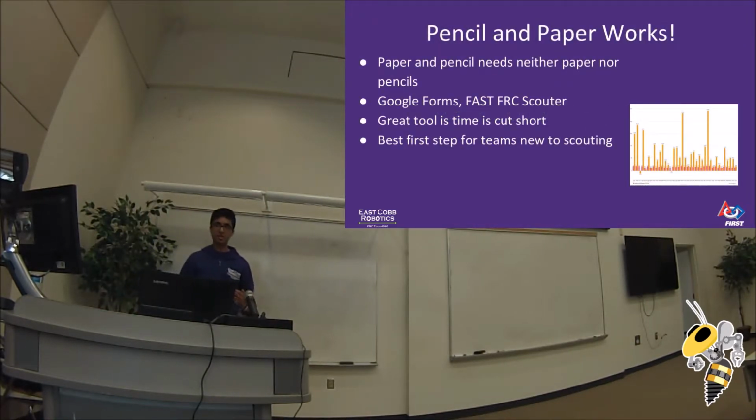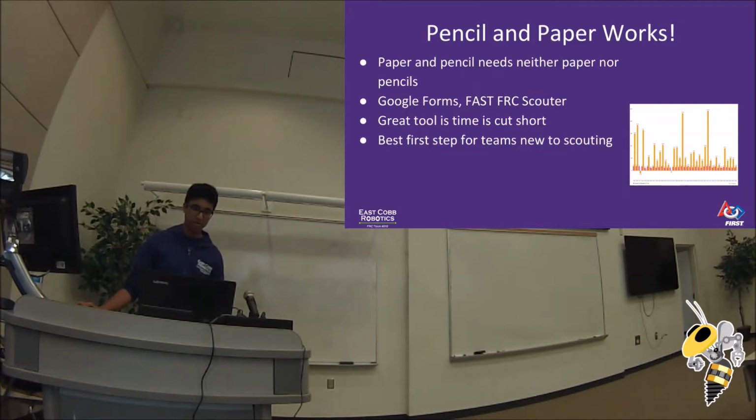To be honest, pencil and paper does not sound high-tech, but it works. Pencil and paper these days needs neither pencil nor paper. Instead, there are digitized platforms such as Google Forms and Fast FRC Scouter, which is a great app, which I'll be going over later. Pencil and paper is a great tool if time is being cut short or if you don't have a specific team designed for scouting. I always say to FIRST teams who approach me over the matter, if you're new to scouting or if you're new to FIRST, it's always best to go with this level because having a team go from no scouting to scouting is a huge change in itself.